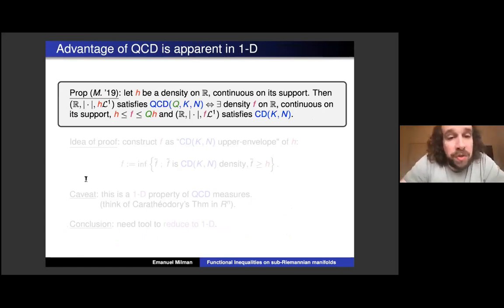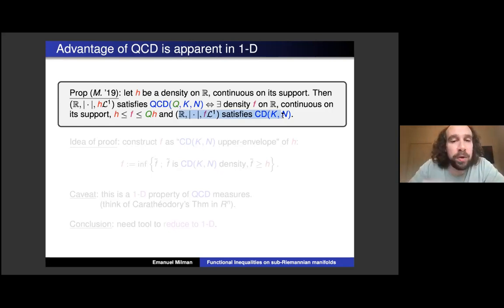Thank you. So why do we like the QCD condition? Because of the following very simple one-dimensional proposition: if you have a one-dimensional density H on the real line, with respect to the one-dimensional Lebesgue measure, for which this space satisfies our QCD condition with parameter Q, then you can always modify your density H to another density F, so that the resulting space exactly satisfies CD(K,N).